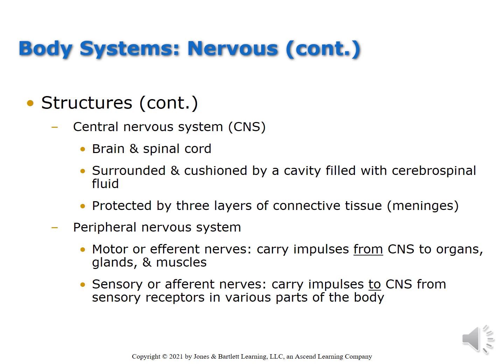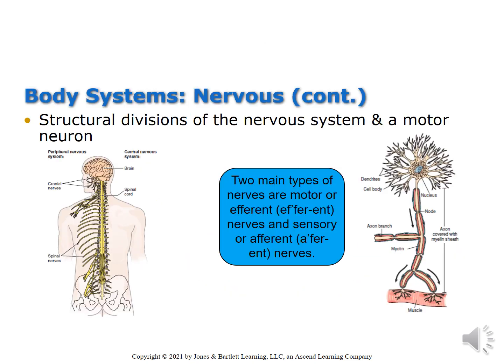And then you have the peripheral nervous system, which involves your motor or efferent nerves, which carry impulses from the central nervous system to organs, glands, and muscles; and sensory or afferent nerves, which carry impulses to the central nervous system from sensory receptors, such as your pain receptors, your visual receptors, the things involved in your special senses.